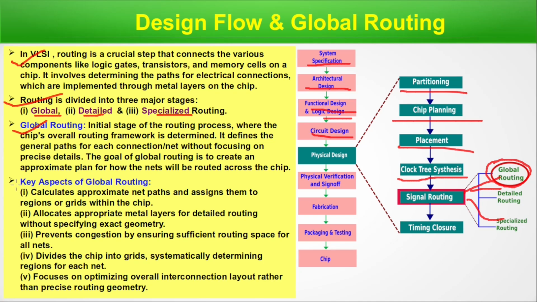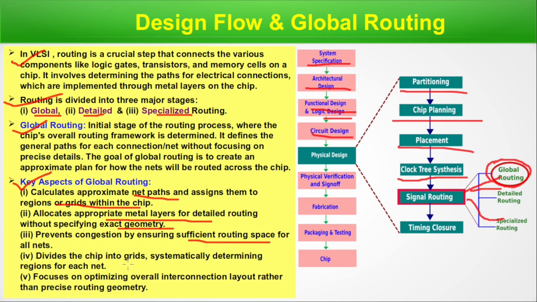That is global routing. It's the initial step. And what are the key aspects of global routing? It calculates the approximate net paths and assigns them to regions or grids within the chip. It allocates the appropriate metal layer for detailed routing without specifying exact geometry, prevents congestion by ensuring sufficient routing space for all nets, divides the chip into grids, systematically determining regions for each net, and focuses on optimizing the overall interconnection layout rather than precise routing geometry. After global routing also, there is quite a good scope of improvement, and that is done in detailed routing.